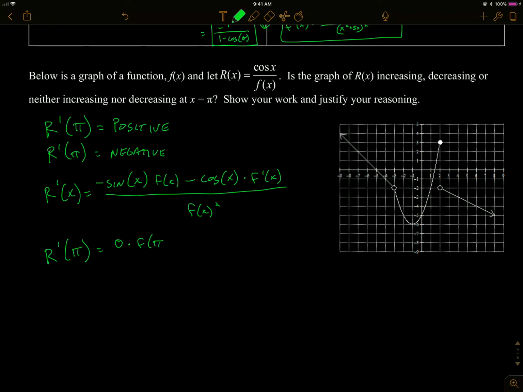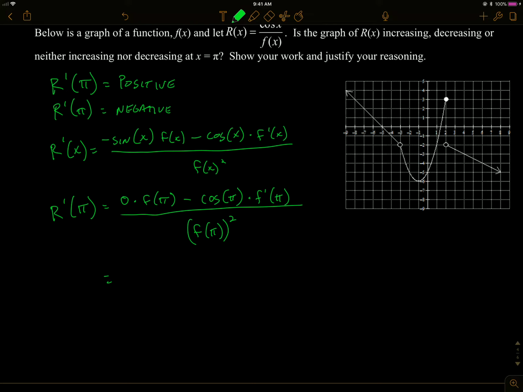So 0 times f of, what am I plugging in, pi? Oh, sorry. So 0 times f of pi is 0. I don't need to really figure out what f of pi is. Minus cosine of pi times f prime of pi. I'll just write it out. It might be a little easier. Over f of pi squared. So now we're going to go through and simplify this stuff.